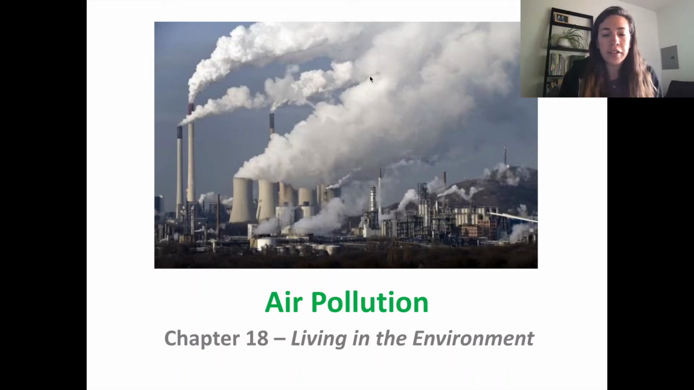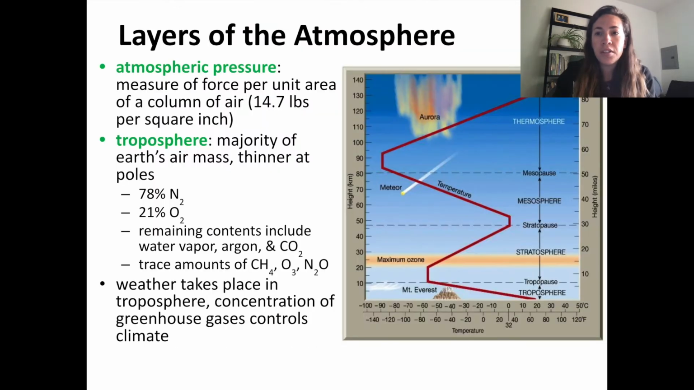In this lecture, we're going to go over the chapter on air pollution, chapter 18 from Living in the Environment, which is the second half of our Unit 7 material. So the chapter starts out by looking at layers of the atmosphere, which is something you should remember from the first semester, but not all students do, so we like to review it, keeping in mind that most of the air pollutants that we're going to be talking about are found in the troposphere.